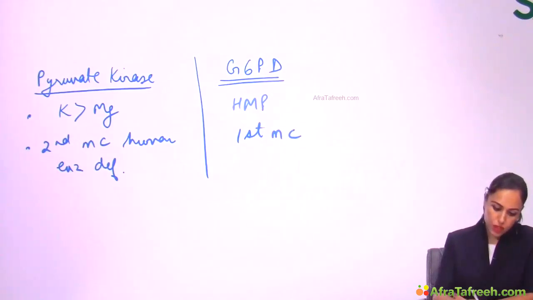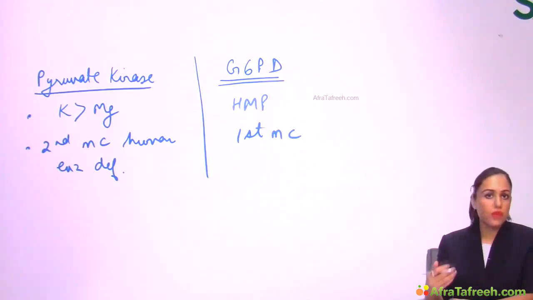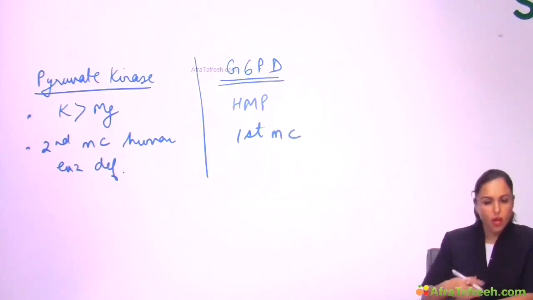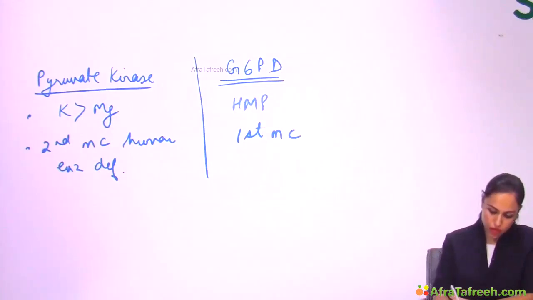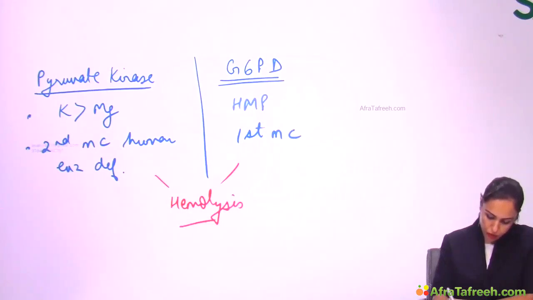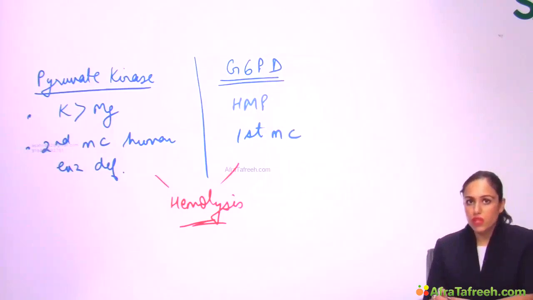Now both these patients, that is pyruvate kinase deficient and G6PD deficient patients, are very common. See, first most common and second most common enzyme deficiency. They are common and they have one common clinical feature, that they both present with hemolysis. So how will I distinguish between these two patients?